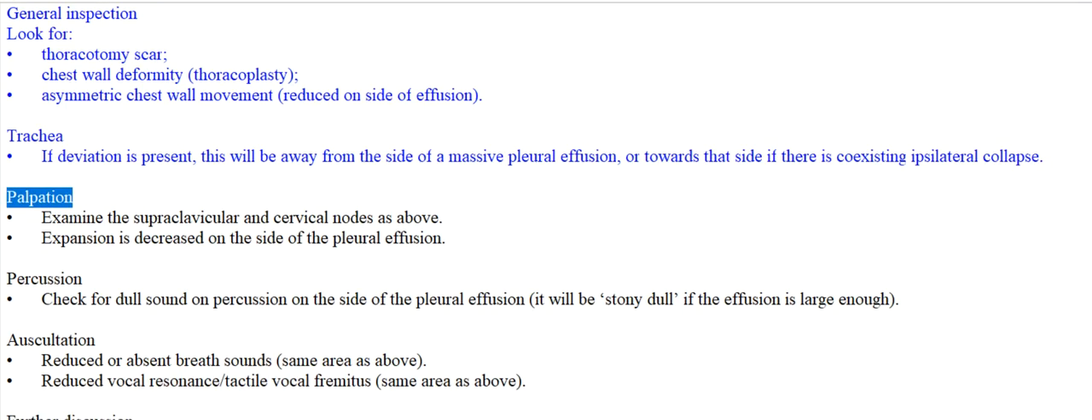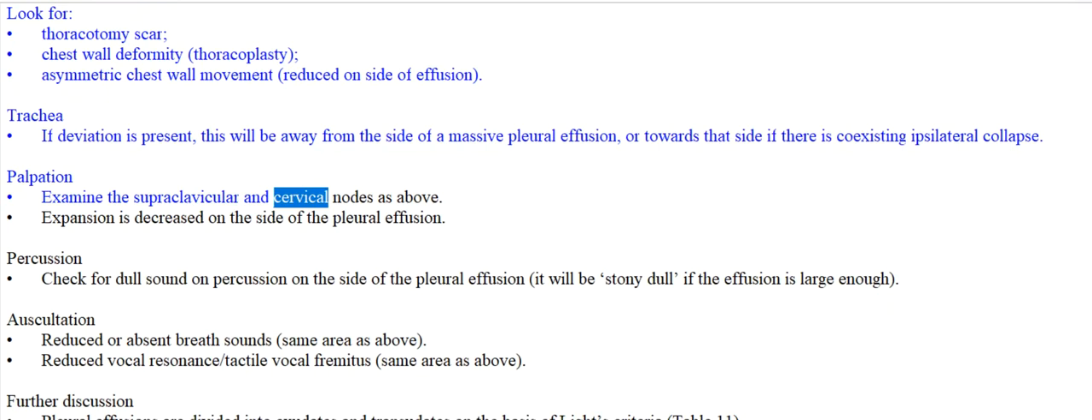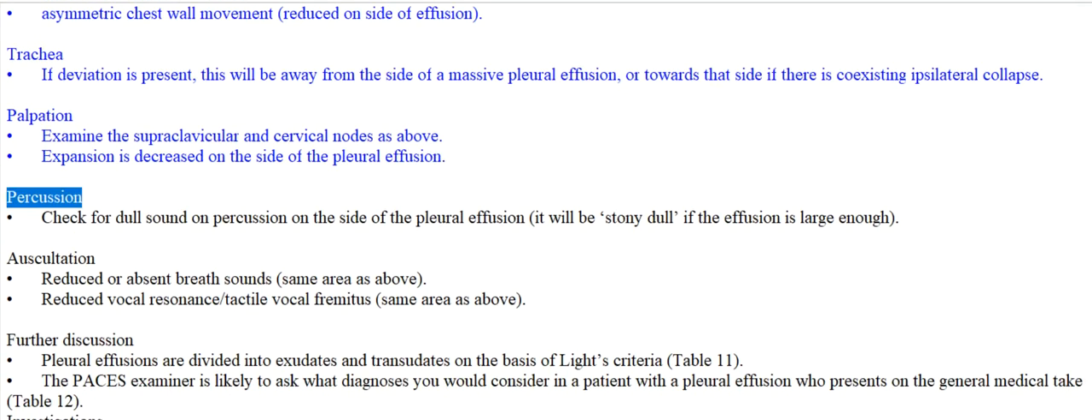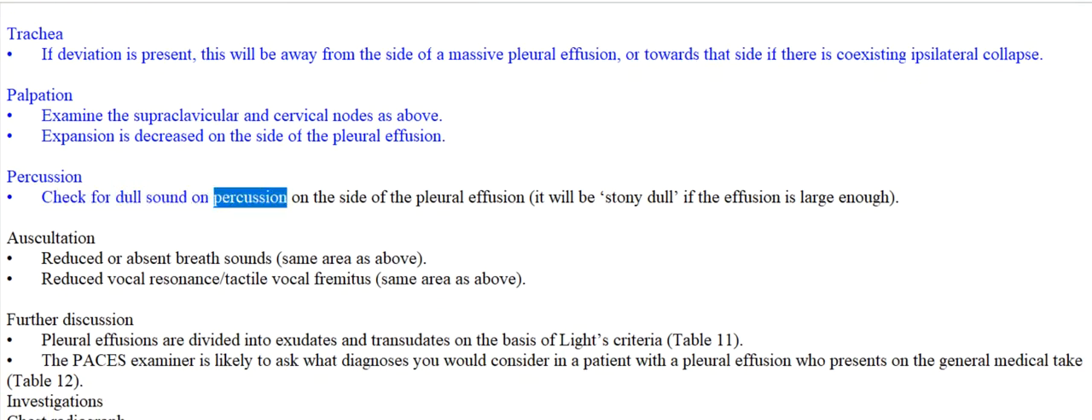Palpation. Examine the supraclavicular and cervical nodes as above. Expansion is decreased on the side of the pleural effusion. Percussion. Check for a dull sound on percussion on the side of the pleural effusion. It will be stony dull if the effusion is large enough.